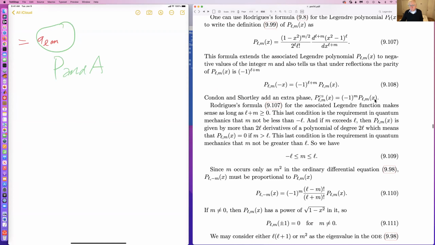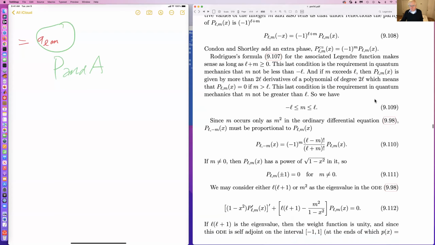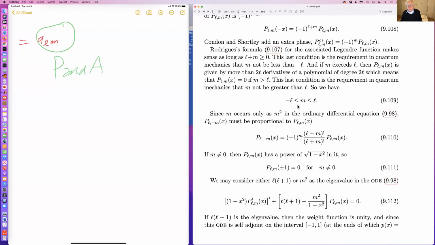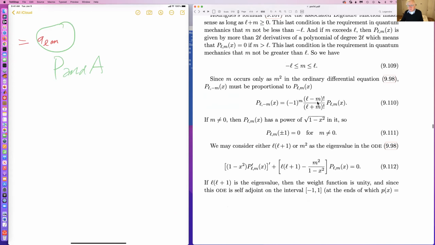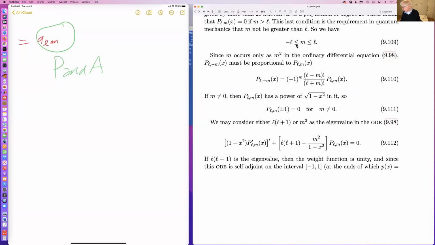Anyway, the index m goes in integer steps from minus L to plus L. And we normally interpret m as the z component of the angular momentum. When m is not 0, there's a power of this square root in it. And of course, if x is cosine theta, this square root is just sine theta. So the associated Legendre functions are really polynomials in cosine and sine of theta.